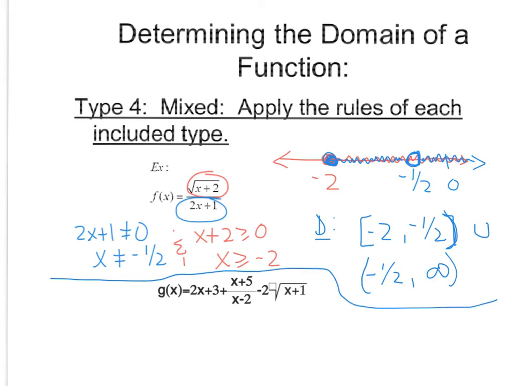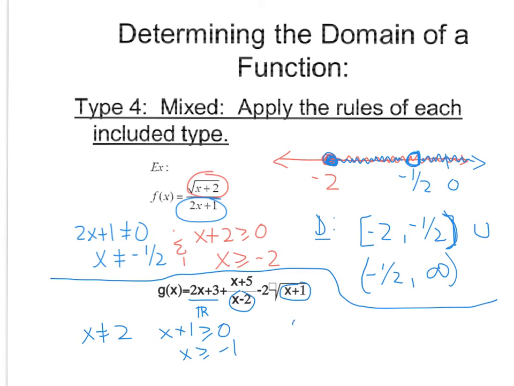My second situation, g of x, consists of three parts. We have a polynomial, which is all real numbers, no restrictions. We have a denominator, so we have x can't be 2. We have a radical, so x plus 1 is greater than or equal to 0, so x is greater than or equal to negative 1. So I've got x greater than or equal to negative 1.